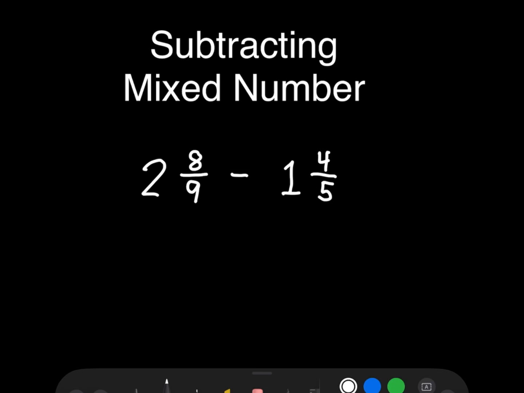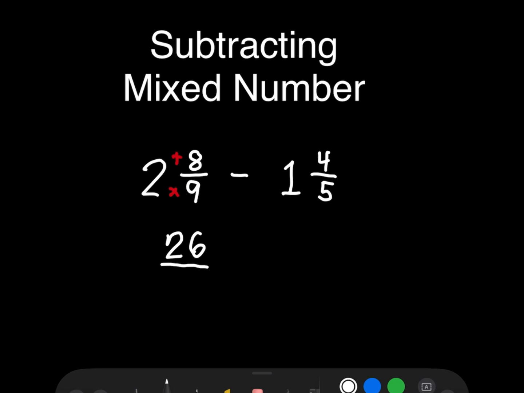In subtracting mixed numbers, for example, if you have 2 and 8 over 9 minus 1 and 4 over 5, all you have to do is convert the mixed number into an improper fraction by multiplying the denominator by the whole number and then adding the numerator.